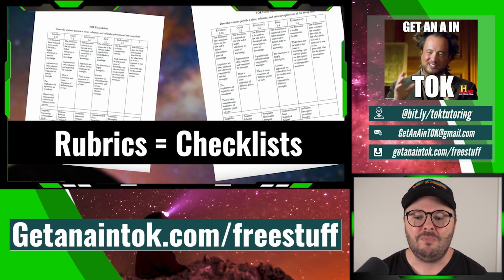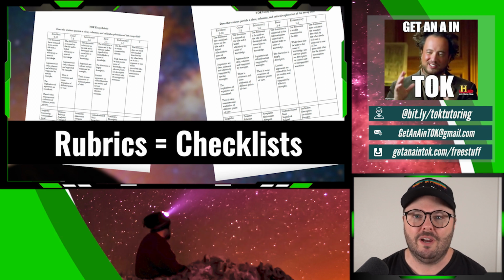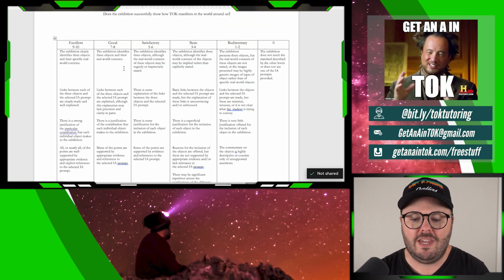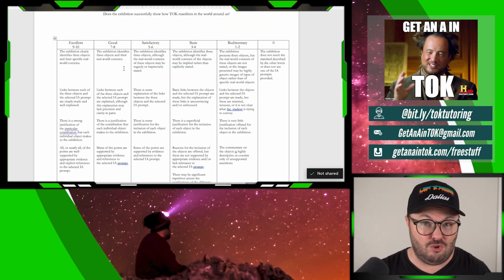My first tip is that you want to treat your rubrics like a checklist. I'm going to go ahead and record my screen here. I'm going to show you what I mean. Here I'm looking at the TOK Exhibition. I'll look at the essay next if you just want to skip ahead.